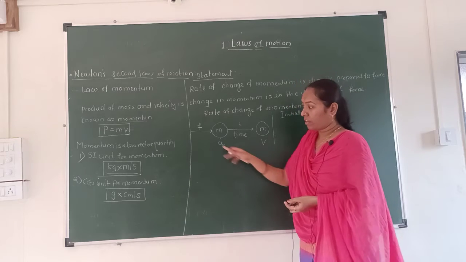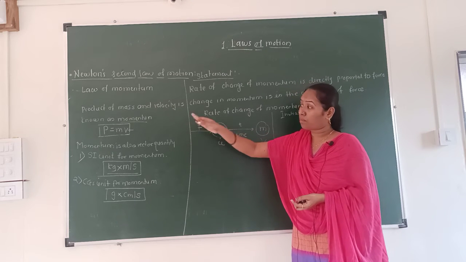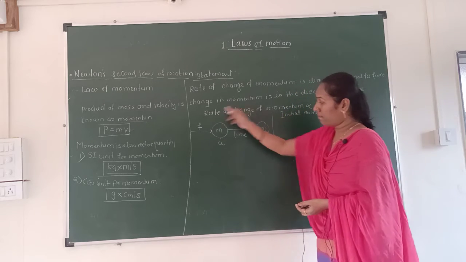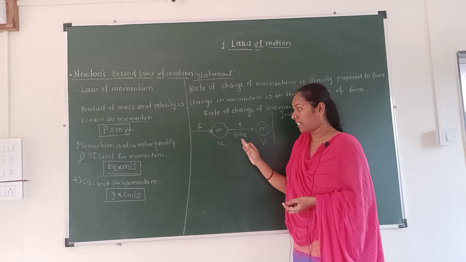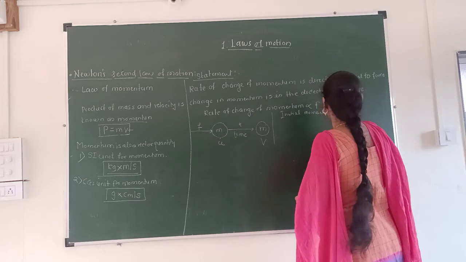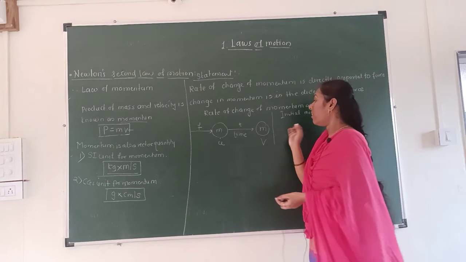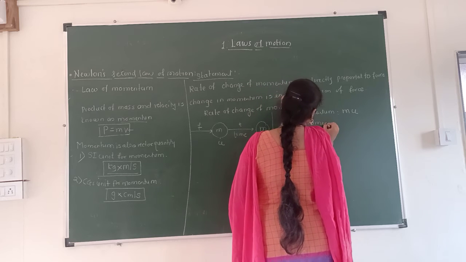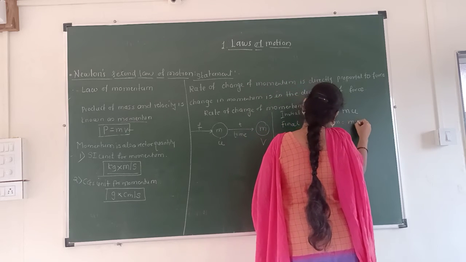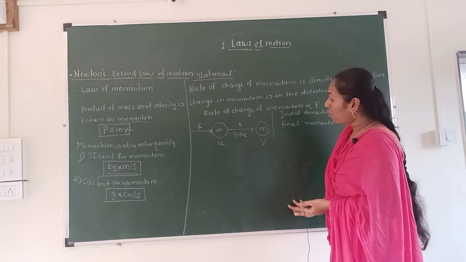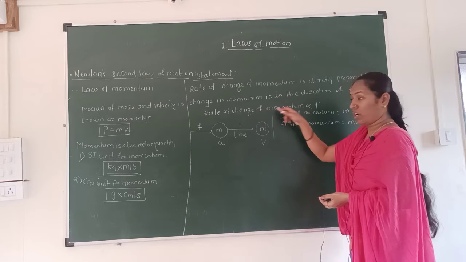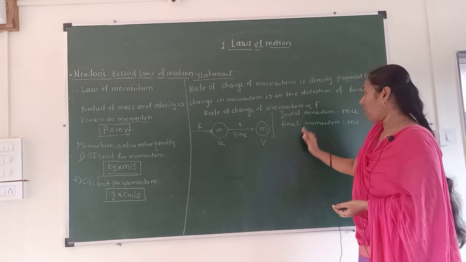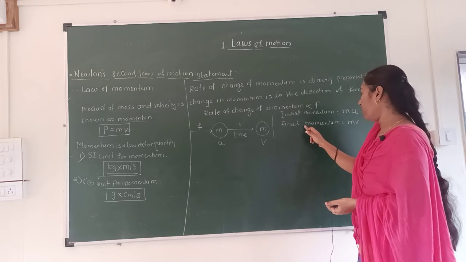What is momentum? Momentum is the product of mass and velocity. Therefore, I can write here the initial momentum based on this consideration: initial momentum is equal to mu. Then what is the final momentum? Final momentum is equal to mv. Now we are going to calculate the rate of change of momentum. Here we get two values, for initial momentum and final momentum.